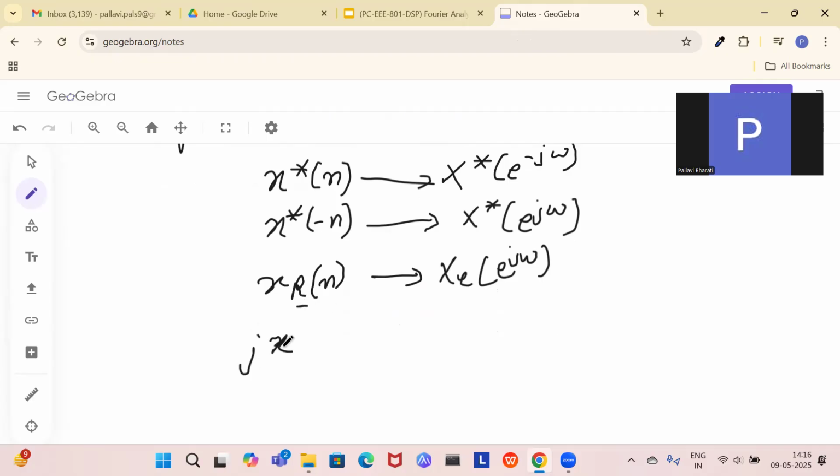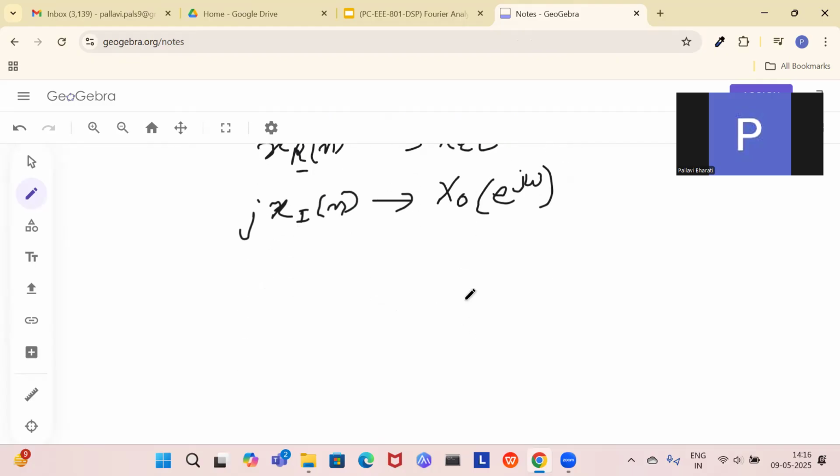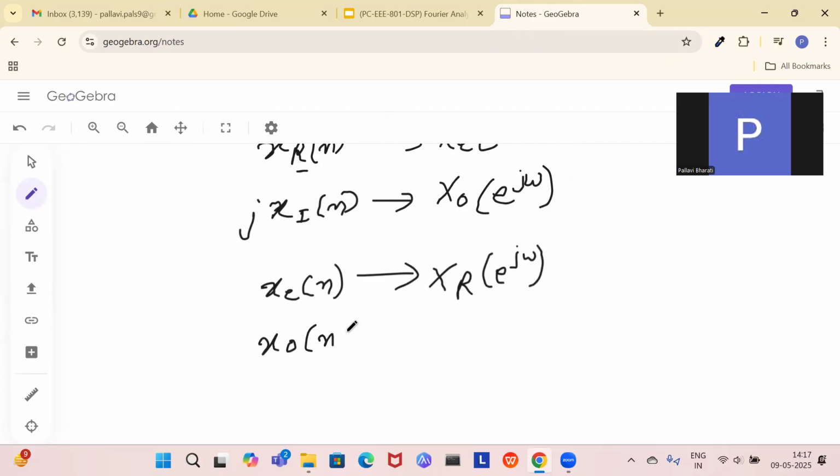The imaginary part, in that case, the imaginary part of x of I n, if you take the Fourier transform of that, it is the odd part of e to the power of j omega. Okay. After that, if you take the even part of x n, then you will have the real part in the case of the frequency transform or DTFT. If you take the odd part, then you are going to have the imaginary part in the DTFT case.